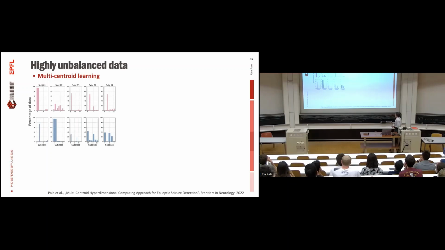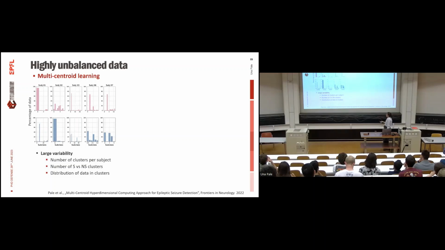And then for the other subjects, the situation is quite different. So there is quite large variability in the number of clusters per subject, number of clusters in seizure or non-seizure data, and also the distribution of original samples that contributed to each of the centroids is quite different. So we have cases like subject 1 where almost all the data belonged to one centroid, or subject 2 where it was almost evenly distributed.